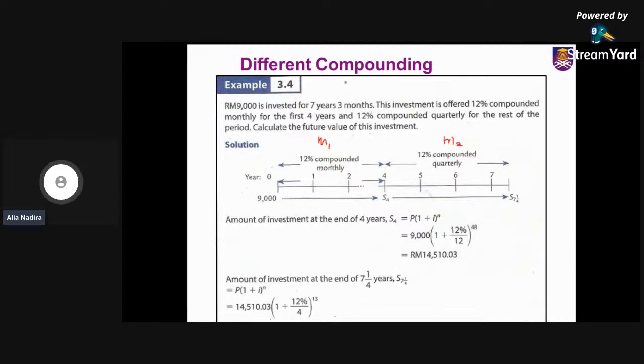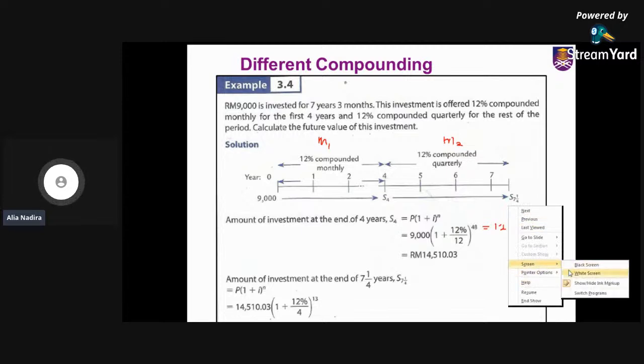M2. Okay, so how to calculate? You calculate the first part first. So P(1 + K/M)^N, where P is 9,000, K is 12% divided by M, because it is compounded monthly, so N is 48. Why is this 48? Because your M is 12 times T, and your T here is 4 years.